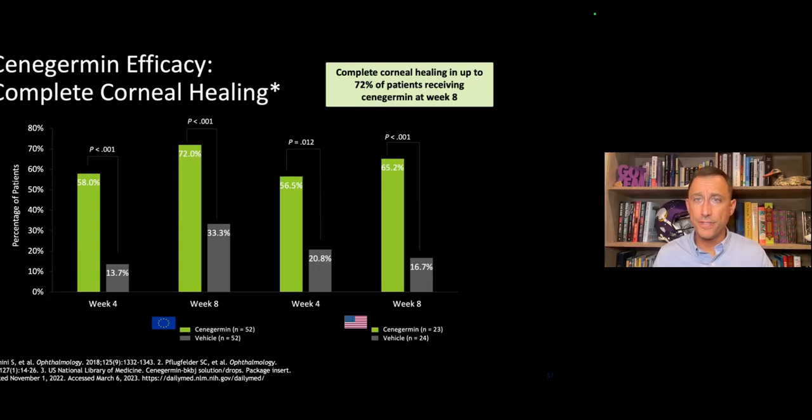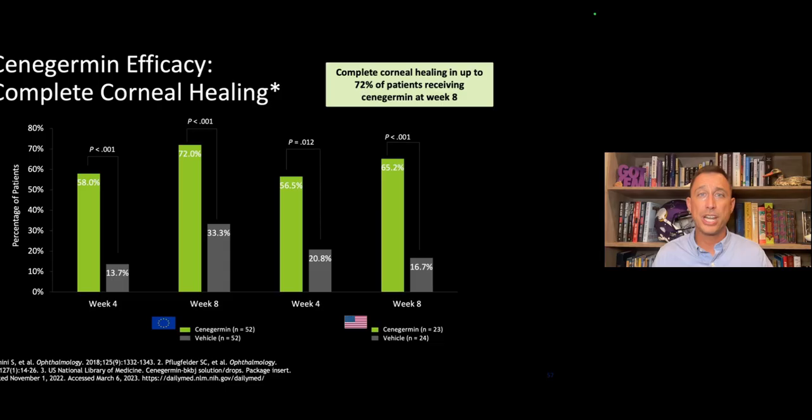Cenegermin, many of you have heard of this drug, a wonderful drug for our patients that have a very tough condition in neurotrophic keratitis. With cenegermin, you have two different studies here. You have the REPARO study, a European study, on the left. You have the United States study on the right. It looked at complete corneal healing, not an easy endpoint to hit, but impressive when you look at the data.